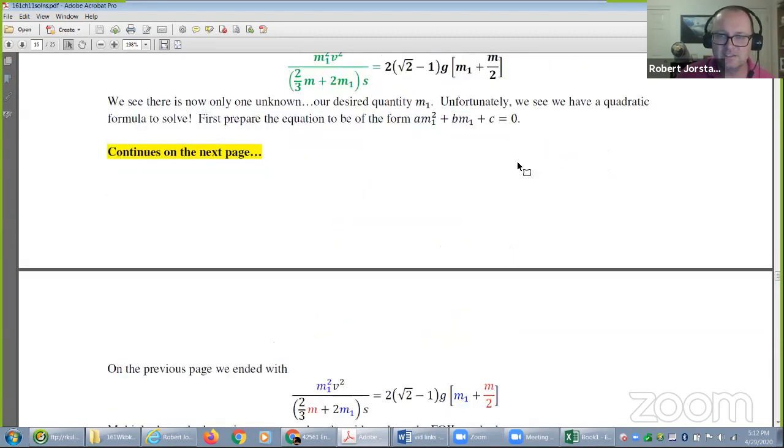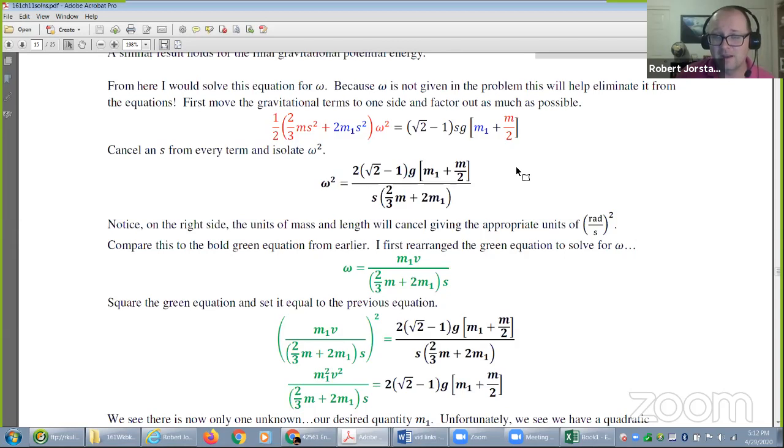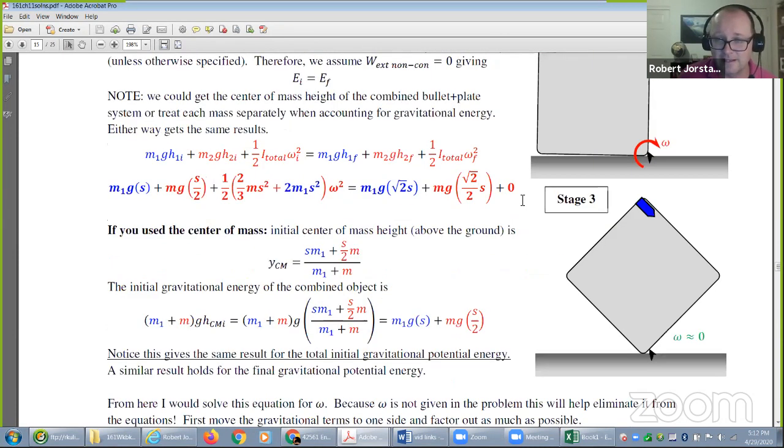But this page is totally reasonable. By the way, I got this problem out of a book. And then all I did was I changed which variable was unknown. I got this out of Halliday and Resnick. This is a classic physics problem. Now, what Halliday and Resnick does is it makes you solve for omega, which is slightly easier. Solving for M1 is a lot harder.